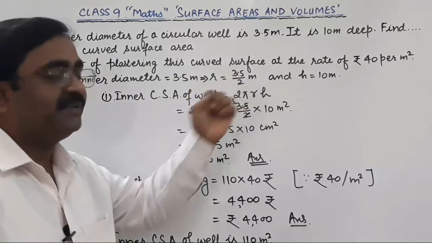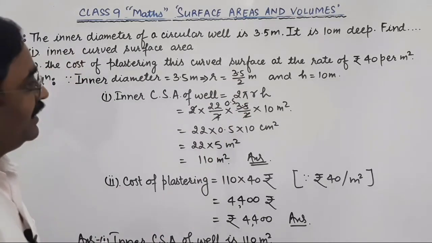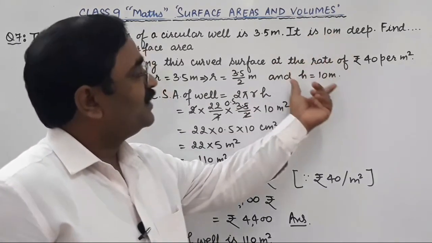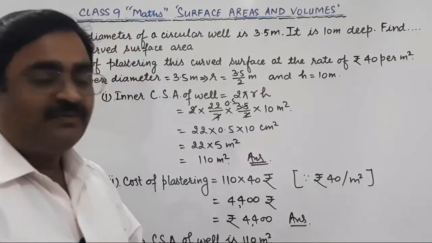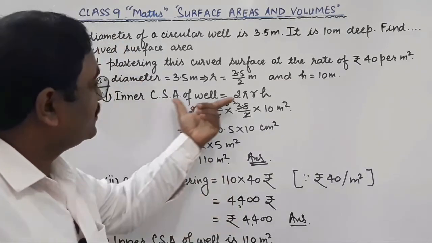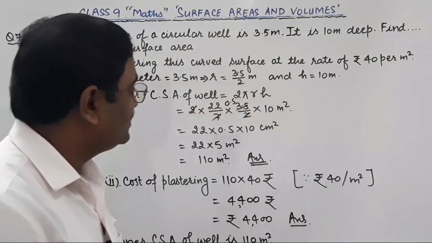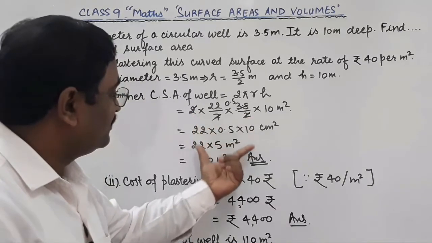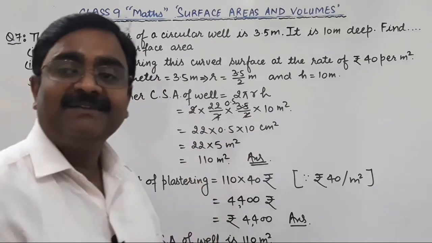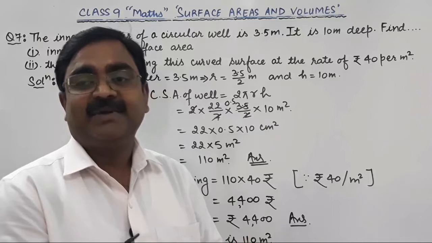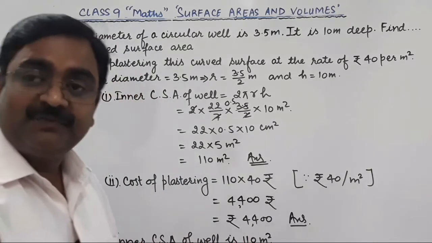Okay friends, as in this the information was given, the inner diameter is 3.5 meter, so we got the radius as half of this 3.5 meter, and it is 10 meter deep, so the height is 10 meter. So we can find the inner curved surface area by the formula 2 pi r h. Substituting the value and simplifying, we got 110 meter square as the inner curved surface area of the well.